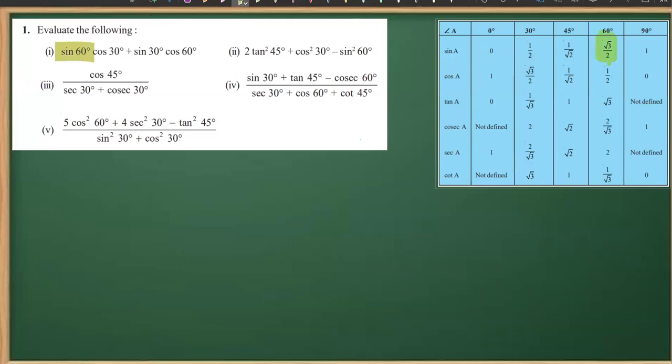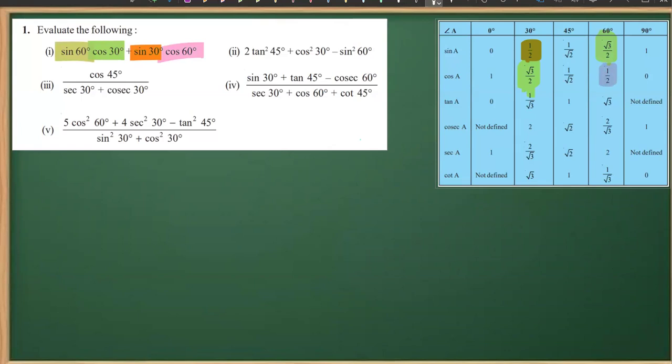Then we have cos 30, and the value of cos 30 is again root 3 by 2. Then we have sine 30, and sine 30 is half. Then we have cos 60, and cos 60 value is also half.